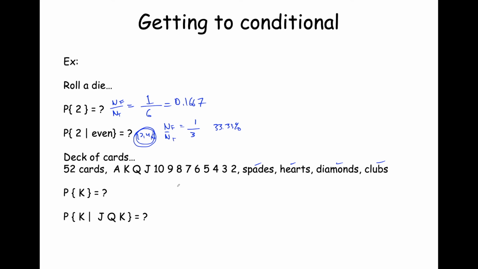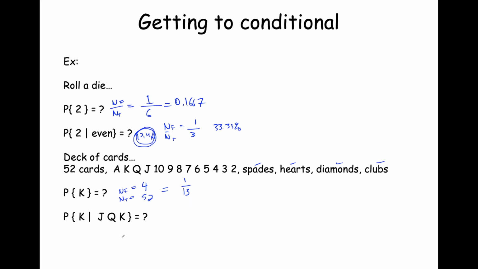So if you said the probability of picking a king, well, how many kings are there? There's a king of spades, king of hearts, king of diamonds, king of clubs. The number of favorable is equal to 4. The total number is equal to 52, which is equal to 1/13. Okay, and that's my probability, whatever that is as a fraction.